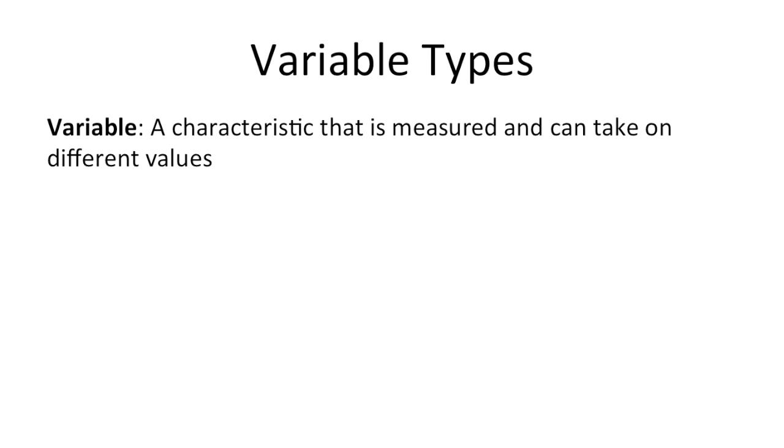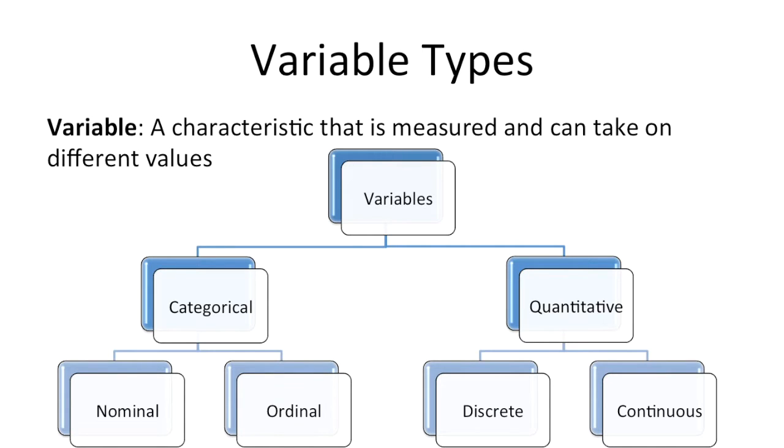Variables can be categorized in a number of different ways. This is the scheme that we're going to be using in this class. We'll have categorical variables, which can be nominal or ordinal, and quantitative variables, which can be discrete or continuous. In the online notes this week, you'll see a few examples of each of these.